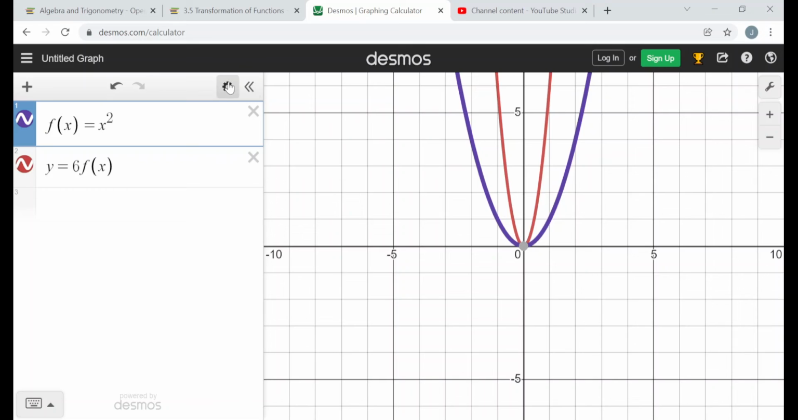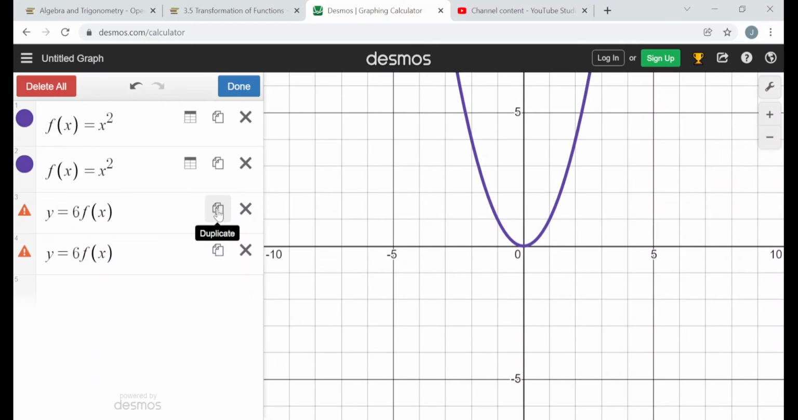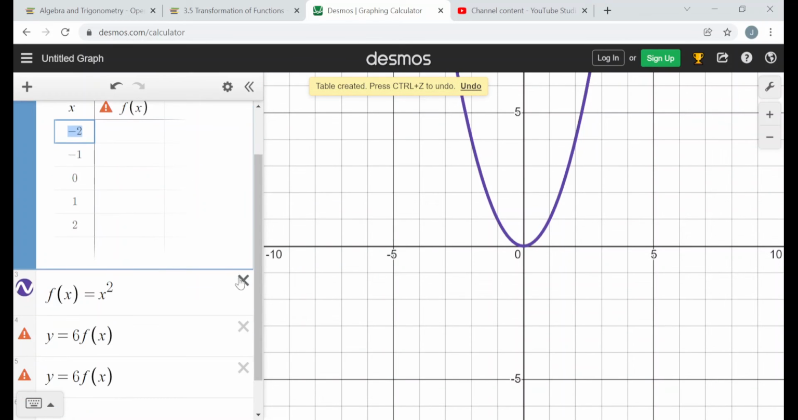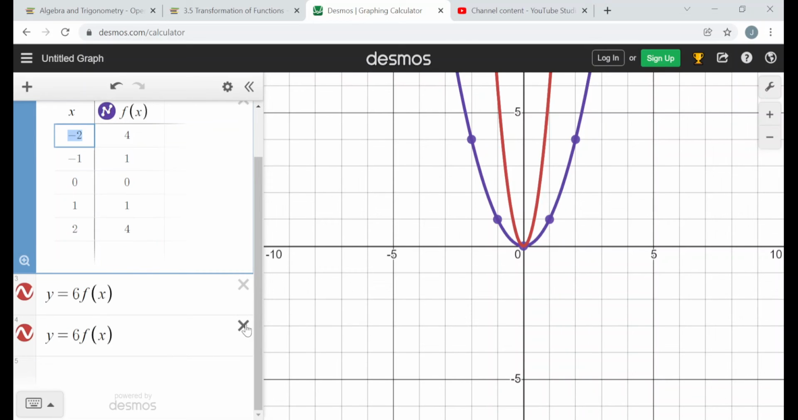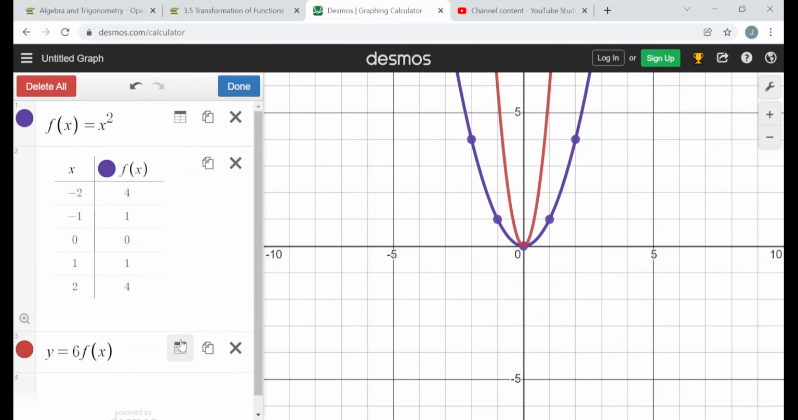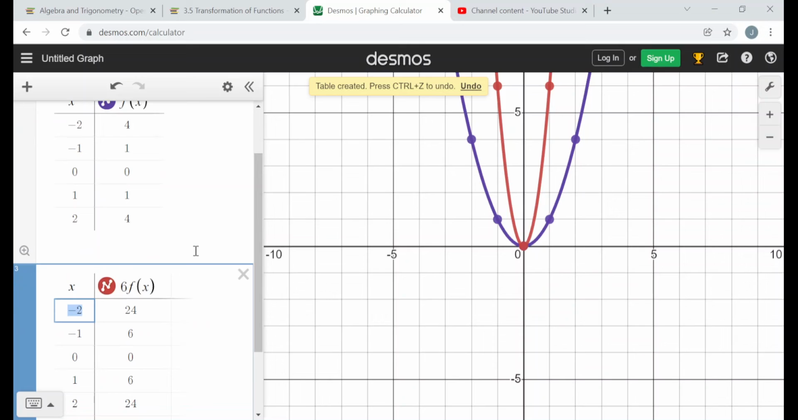And maybe I should make some tables here. Maybe I shouldn't have duplicated them. How about that and that? All right, then put a table up. Okay, and look, you can even see in the tables. On the original function, you got negative 2, 4. On this new function, you have negative 2, 24.